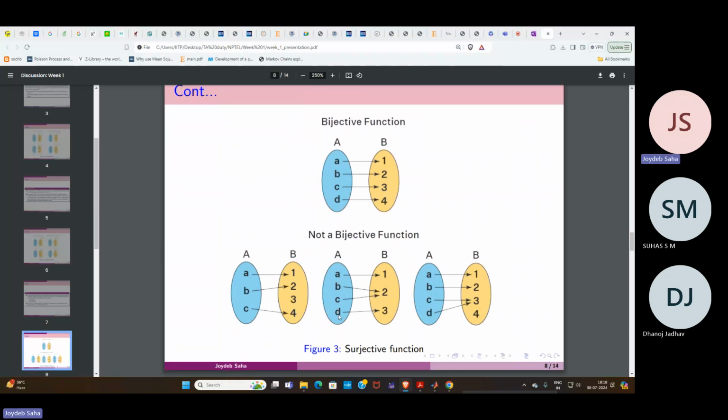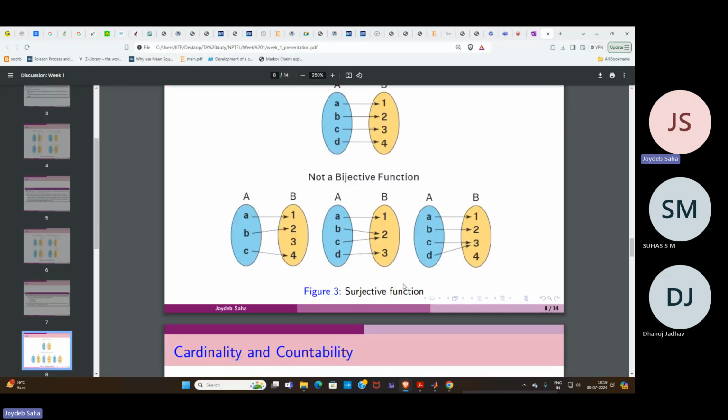Here A, B, C, D, 4 elements are in set A and in set B there are 1, 2, 3, 3 elements. B and C are both mapped with 2. Similarly, in this ABCD are 4 elements, and 1, 2, 3, 4 are 4 elements. C and D are mapped with 3 and 4 is left over. So these 3 are not the cases of bijectivity. This is the only bijective function.